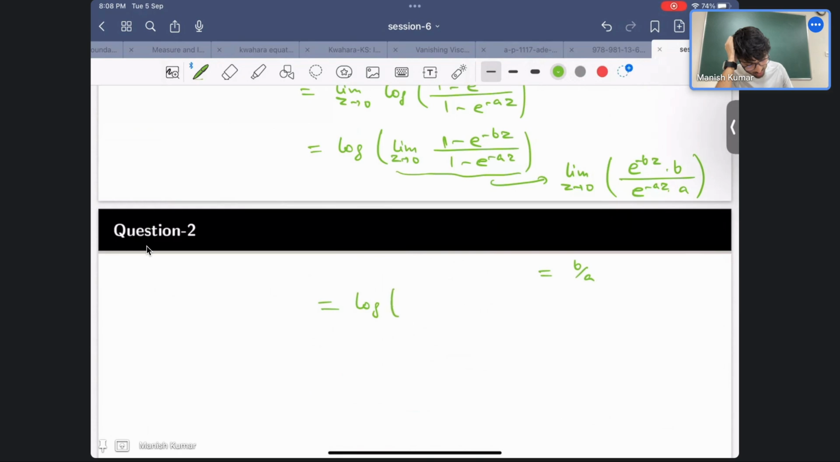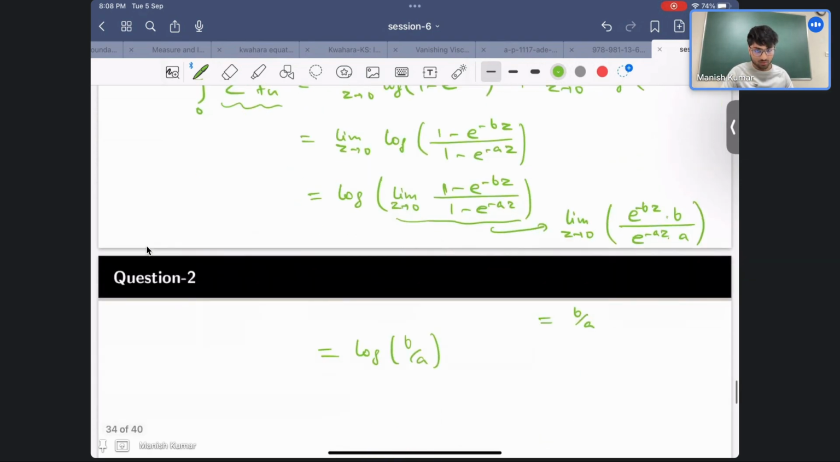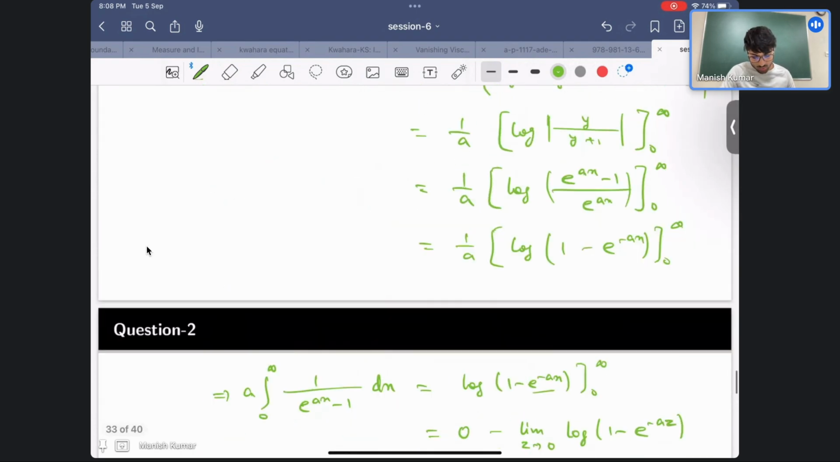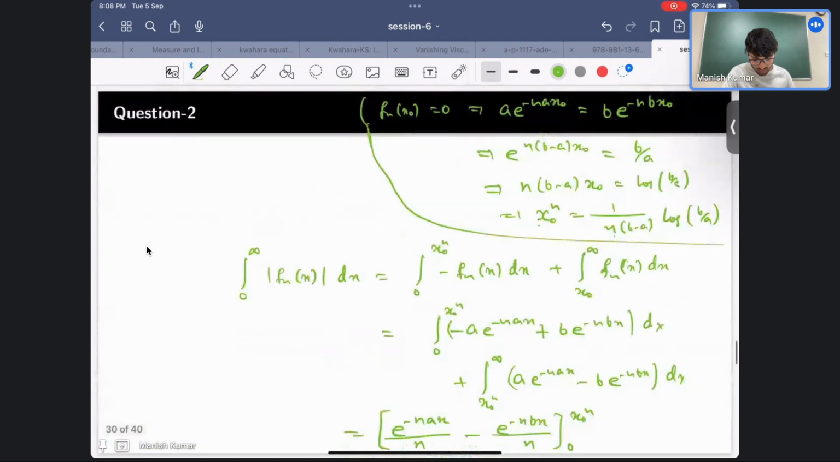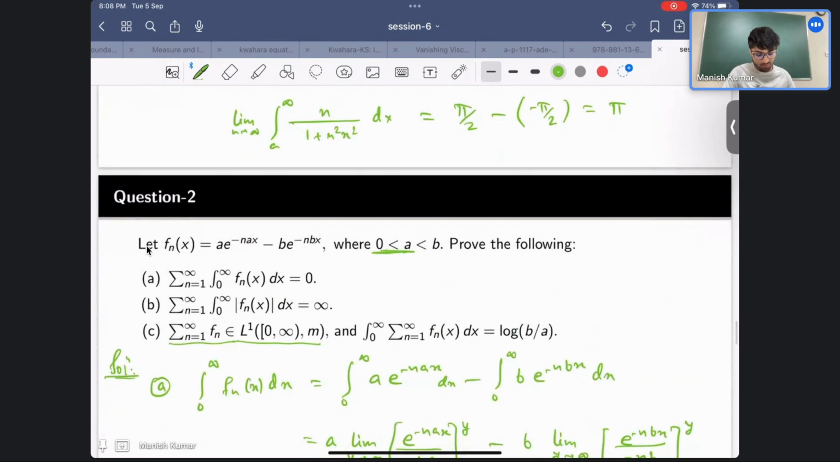Okay, so this summation is integrable, and the value of the integration is log of b by a. This was just calculation, nothing very special, but this is an example where you can see that this interchange is not possible. So you cannot interchange this, but under a condition you can do so. In the case of non-negative measurable functions, you know that this is always true.